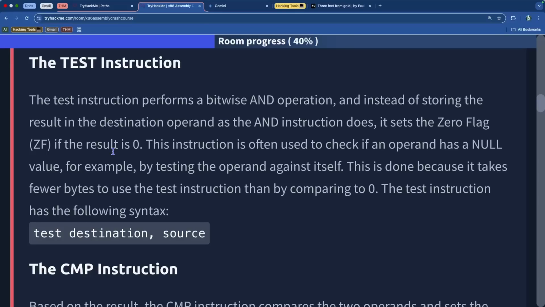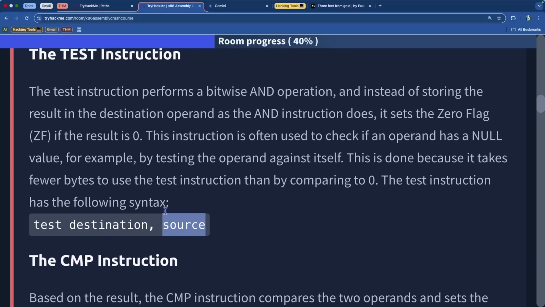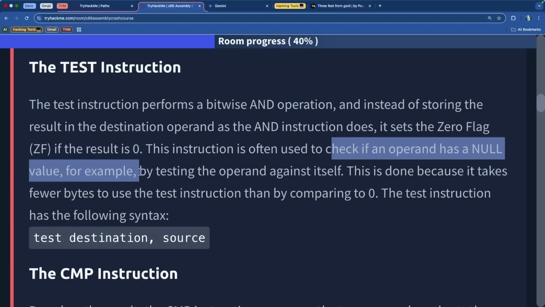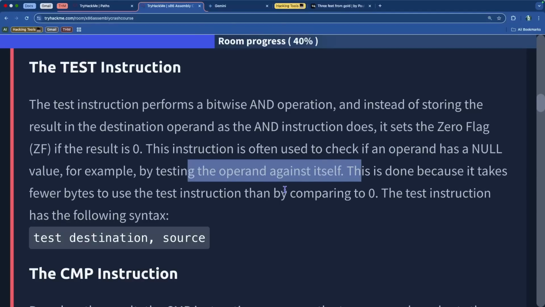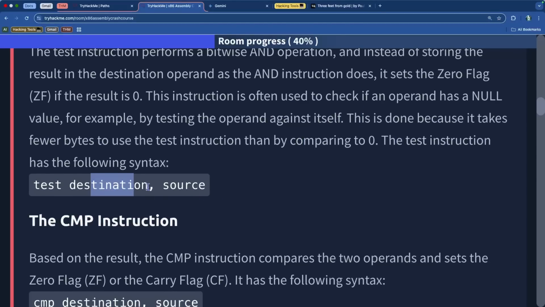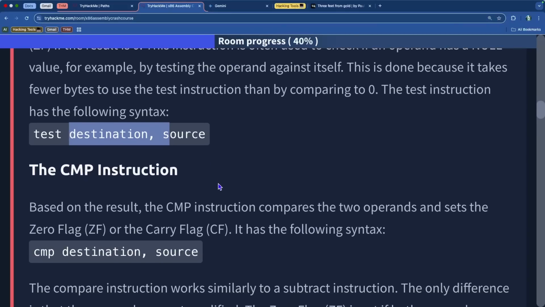This is done because it takes fewer bytes to use the test instruction than by comparing to 0. The test instruction would have this. So you want to test this destination against this source, right? The instruction is often used to check if an operand has a null value by testing the operand against itself. And it's done because it takes fewer bytes to use the test instruction than by comparing it to the value of 0. So you're just testing these two against each other to see if they're equal to each other or if one is less than the other, etc.